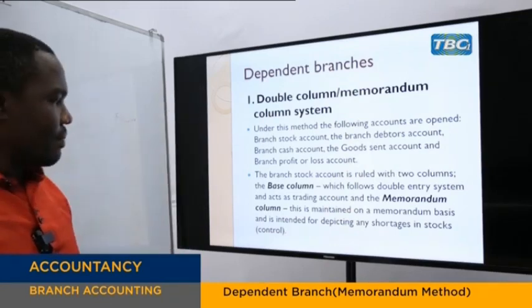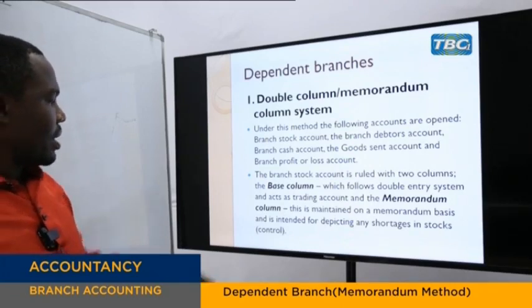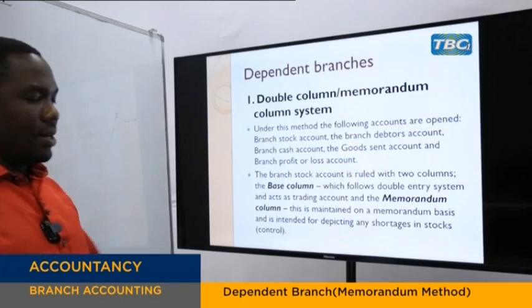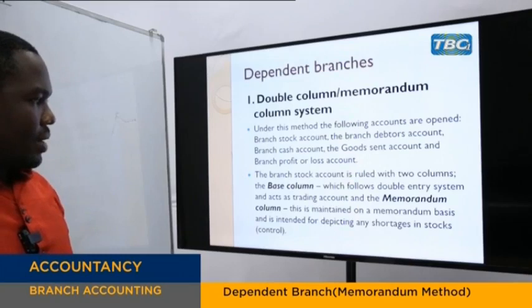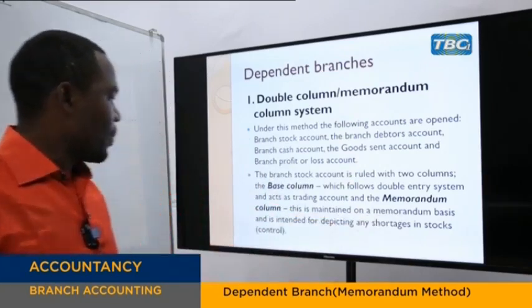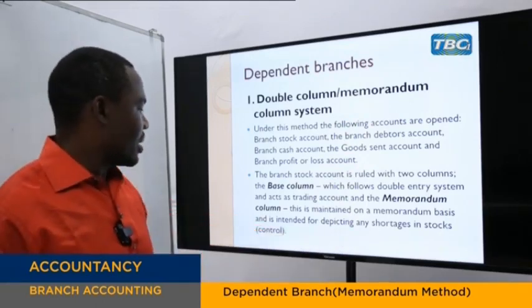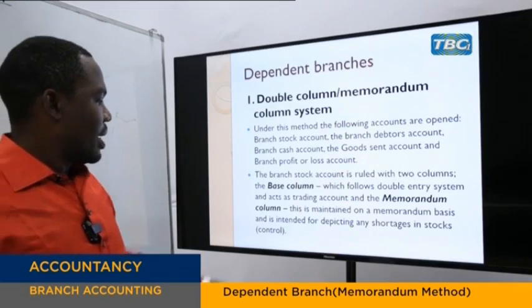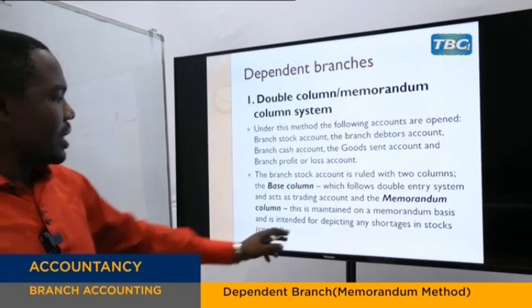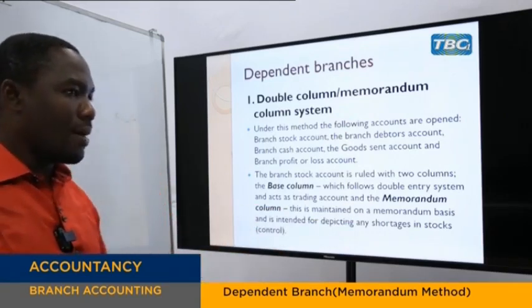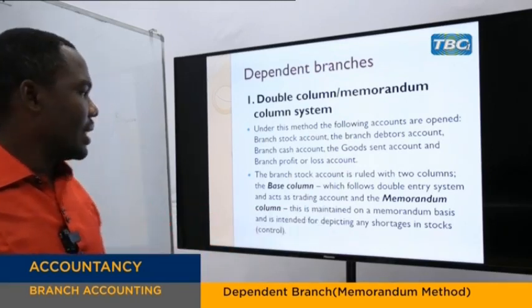In the base column, this will act as the trading column, a trading account which will be used to determine the gross profit, whereas the memorandum column will be used to depict any shortage in stock. This is intended to be like a control, and because it is maintained at selling price, it's supposed to balance. Any imbalance could mean either shortage or surplus.